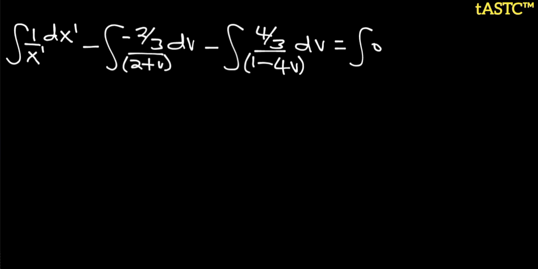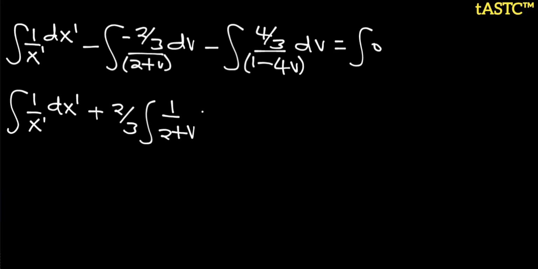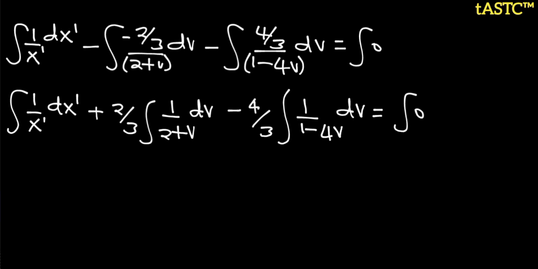Now, we know that negative 2 over 3 is actually a constant as well as 4 over 3, so they basically should go out. Now, if I took negative 2 over 3 and multiplied with a negative 1, that is going to give us a positive. So this would actually be the integral of 1 over x prime dx prime plus 2 over 3 integral 1 over 2 plus v dv. And here we're going to have a negative 4/3, this is going to be 1 divided by 1 minus 4v dv. And on this other side, we're going to have an integral 0. So we can actually solve it now.